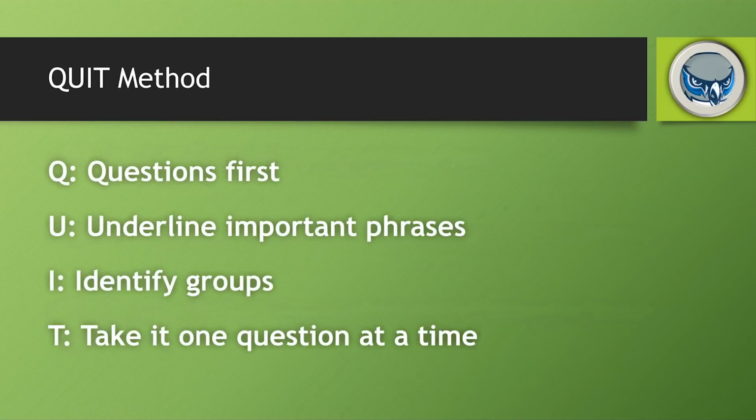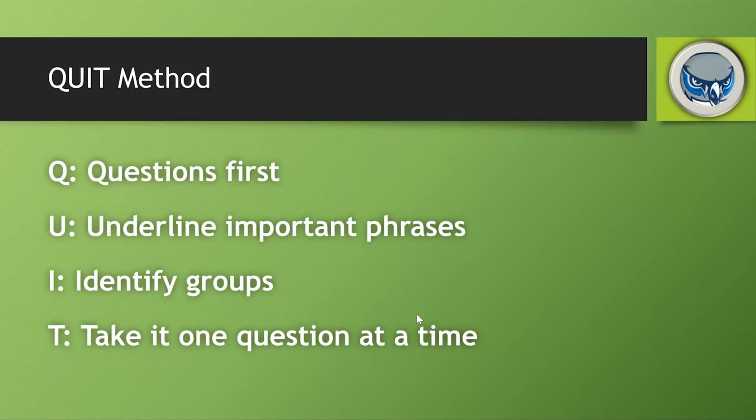The last thing I want to remind you about is the quit method. Remember, rule number 1, questions first. Number 2, underline important phrases. Today, those will be the words that we don't know. Next, identify groups. We worked on that last week. Group those questions. And T, take it 1 question at a time. This should be your strategy for all ACT questions, but remember, science has the privilege of being the very last section that you work on, and this is more important than ever.